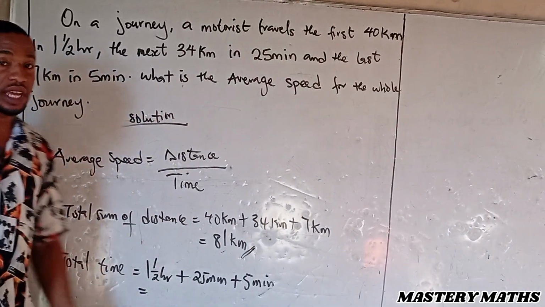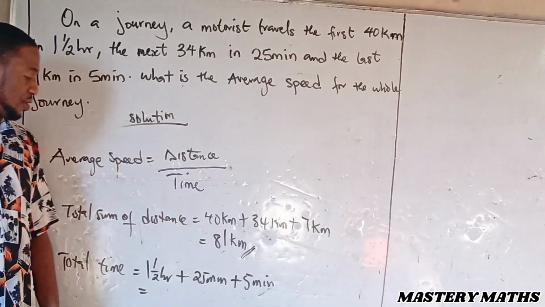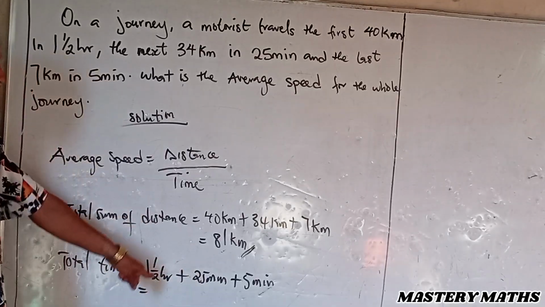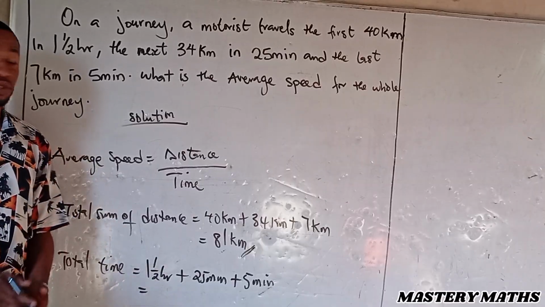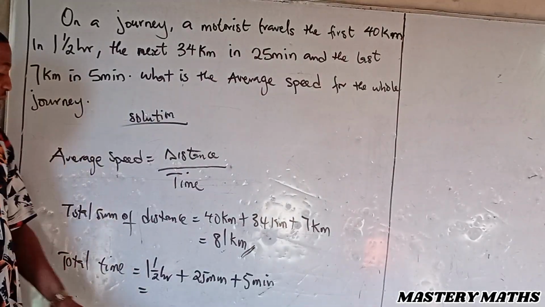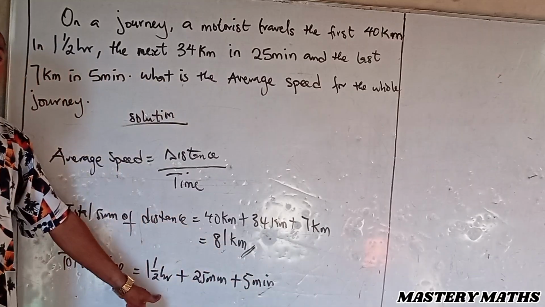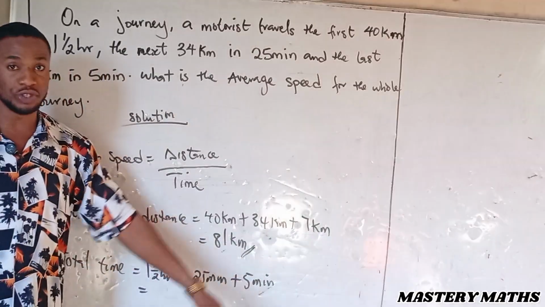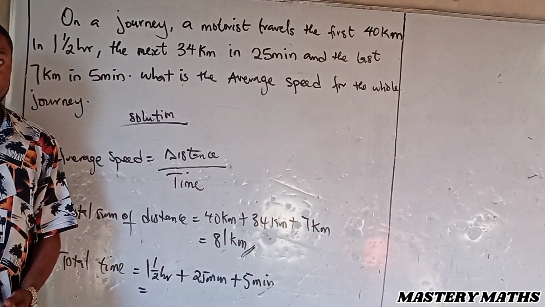Now what should you do? If you look, the units are different here. We have 5 minutes, 25 minutes, and here 1.5 hours. We need to convert the 1.5 hours to minutes so that the whole unit is the same, so we can add. Since we have minutes and hours, we cannot add hours to minutes. It will be wrong.